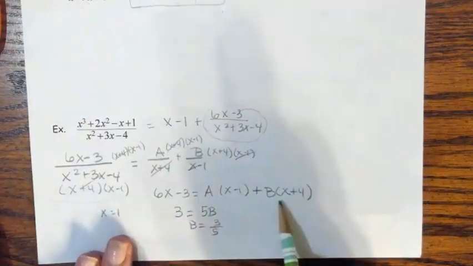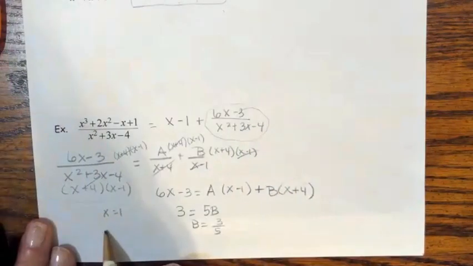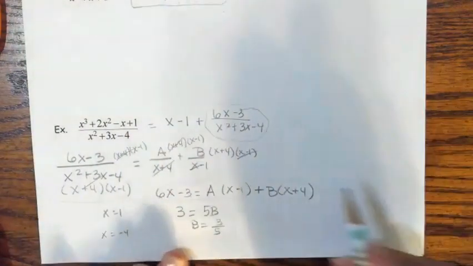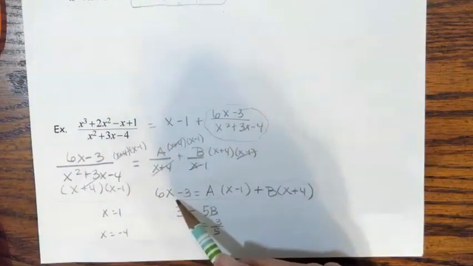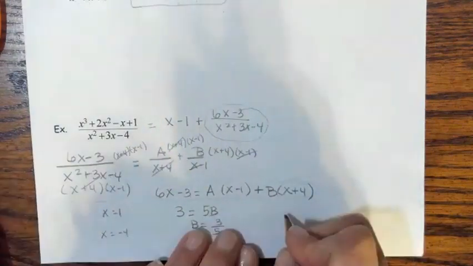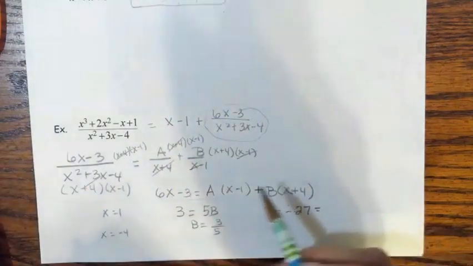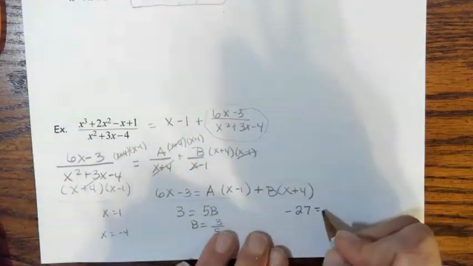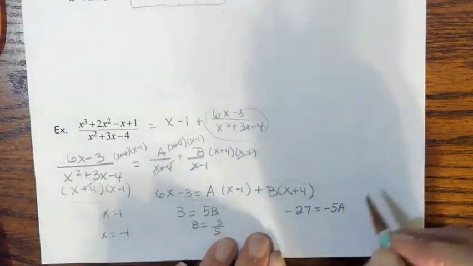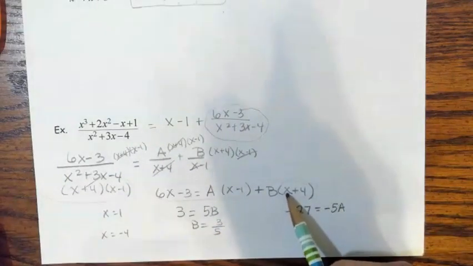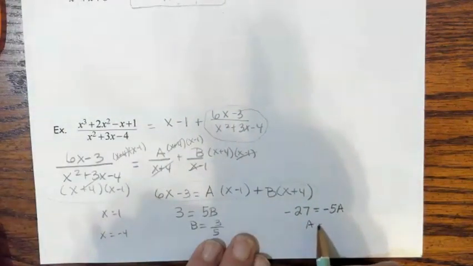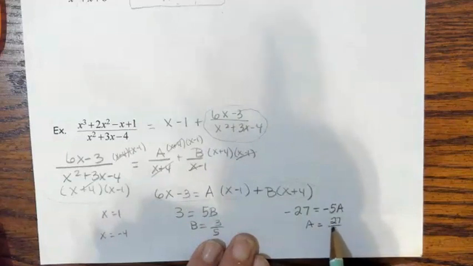Next, thinking of this factor, I'm going to let x be negative 4. So negative 4 in this whole thing again. I'll do that over here. So 6 times negative 4 is negative 24. Minus 3 is negative 27. Negative 4 minus 1 is negative 5 times A. And again, the whole reason I'm plugging in negative 4 is negative 4 plus 4 is 0 times B is 0. So then A is 27/5.